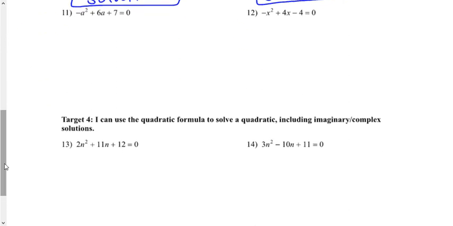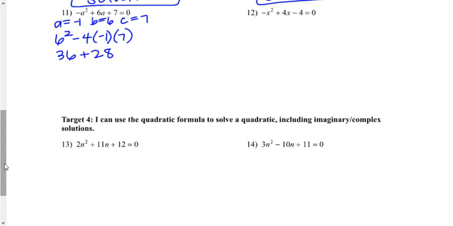And then number 11, my A is negative 1, my B is 6, and my C is 7. So B squared minus 4AC, I get 36 plus 28. 4 times a negative 1 times a 7 gives me negative 28. So essentially I had 36 minus a negative 28. So I ended up adding them together. So 36 plus 28 gives me 64, which is a positive number, which means I have 2 real solutions.